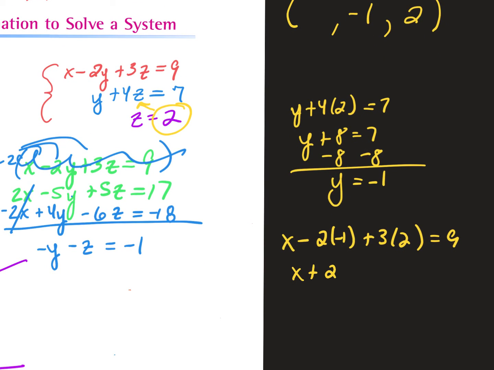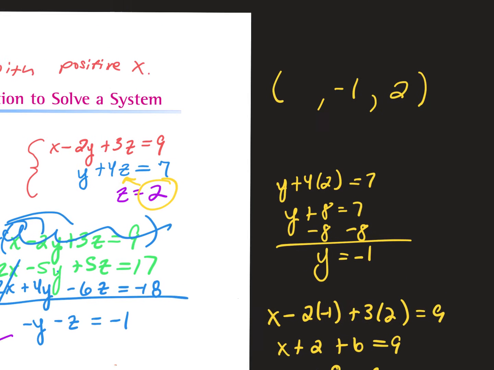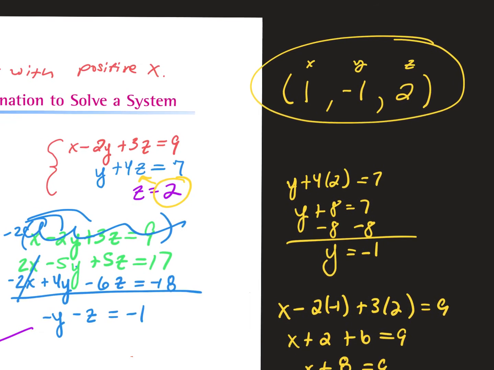X plus 2 plus 6 equals 9. X plus 8 equals 9. What do I do? Minus 8 from both sides. So x equals what? 1. So my ordered triple, my x value, my y value, and my z value are right there. That is the answer to this question. This is the means to get you to the answer, but it is not the answer.